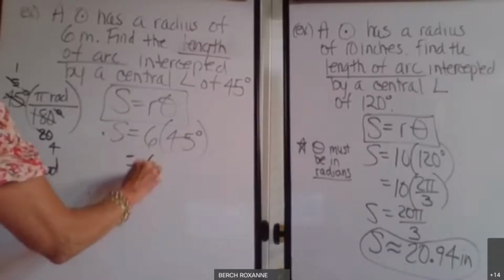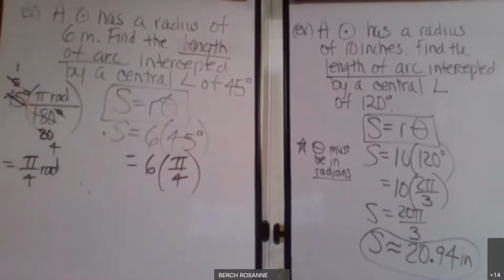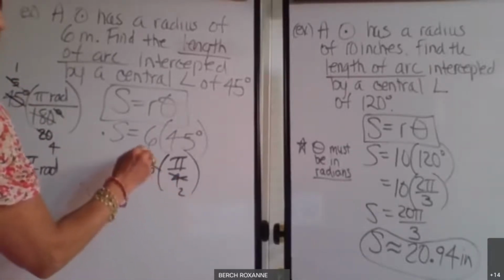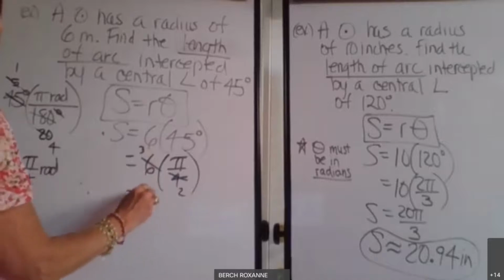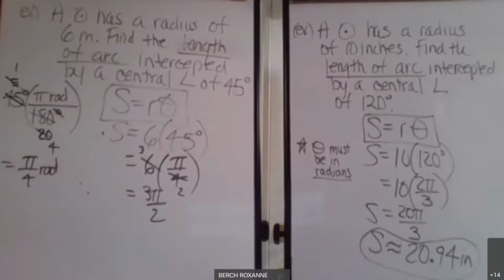So back to the problem here, we have 6 times pi over 4 radians. We can cancel here. 2 times what is 4, 2. 2 times what is 6, 3. This ends up being 3 pi over 2 radians. I'm sorry, 3 pi over 2 meters.